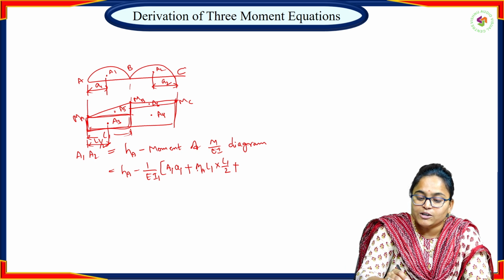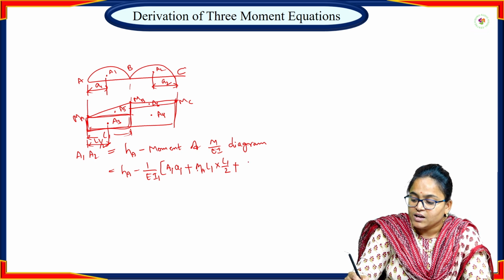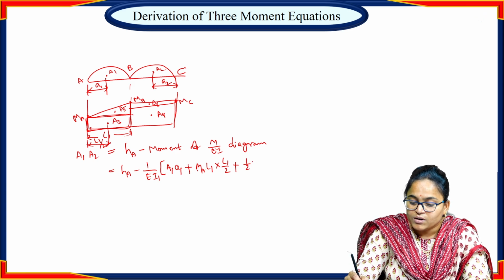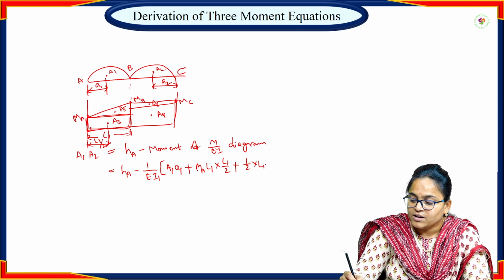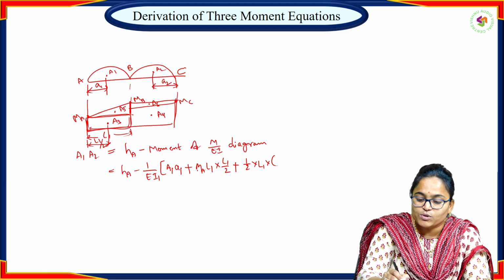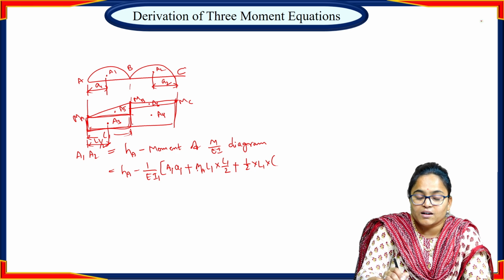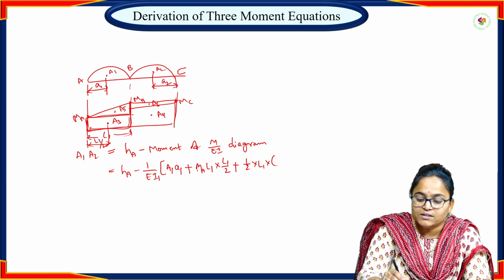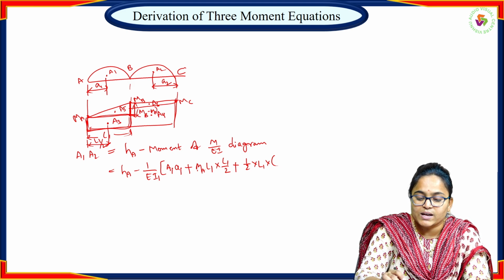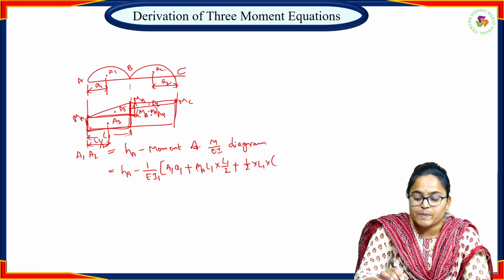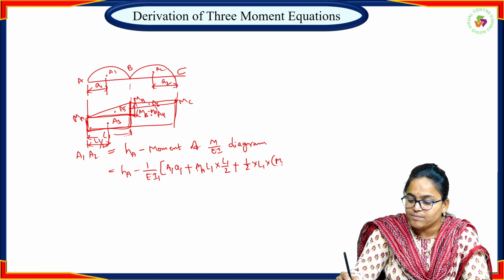Now we can write the moment of this triangle area, that is the area of the triangle as half into base L1 into, so we want this portion, that is this total, as we are assuming MB greater than MA. Now we can write this value, that is MB minus MA. So this value is MB minus MA for span AB.